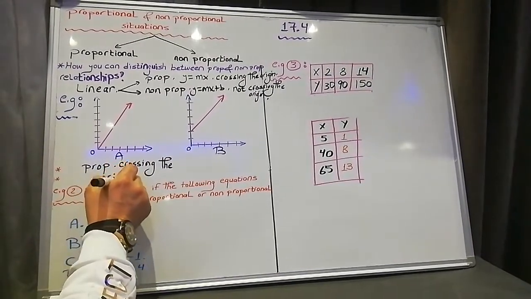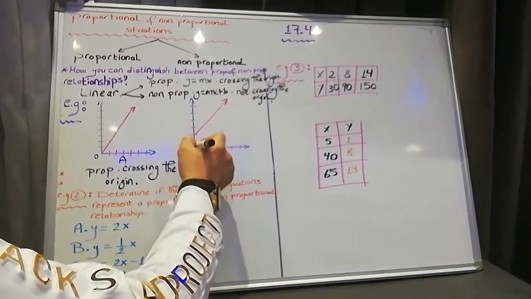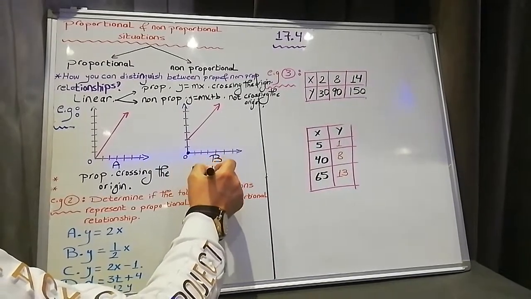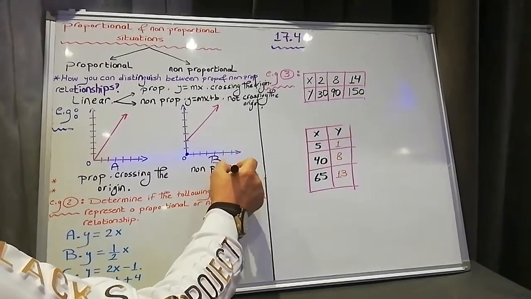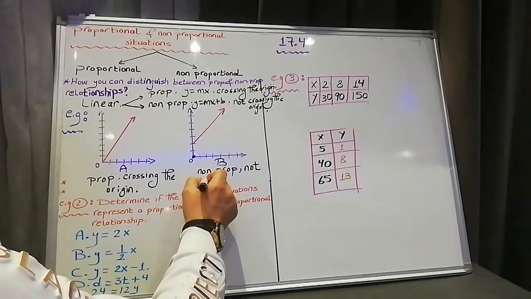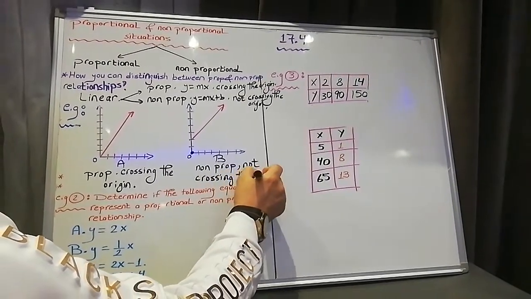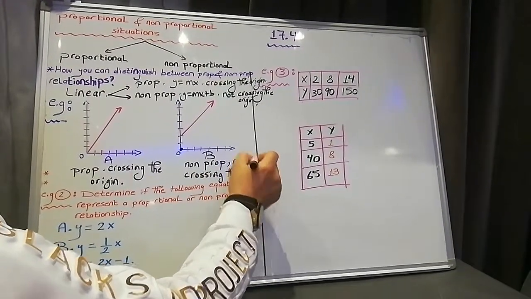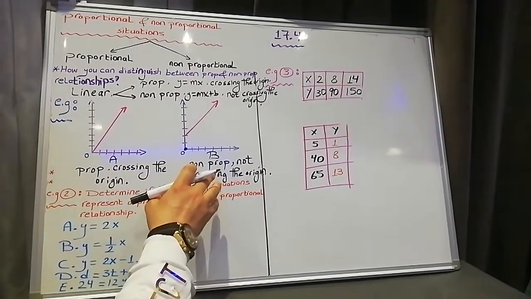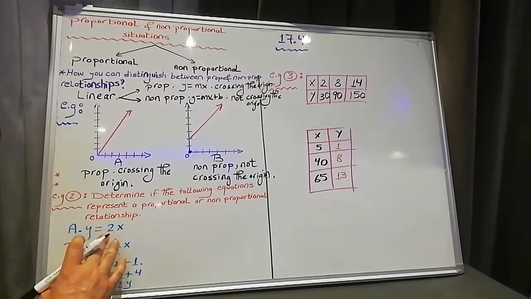While in figure B, guys, if you can recognize, the line is not crossing the origin. So it is a non-proportional relationship. Plus, if they say explain, then you can say not crossing the origin. So, from example number 1, we can recognize when we have a proportional or non-proportional relationship when we have graphs. Right. What about if we have equations, guys?